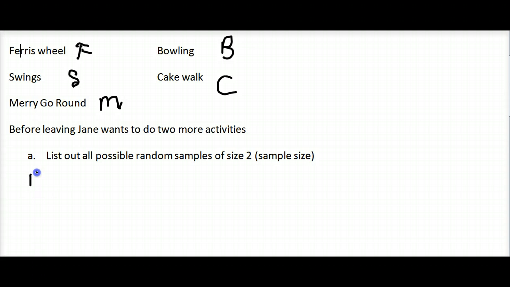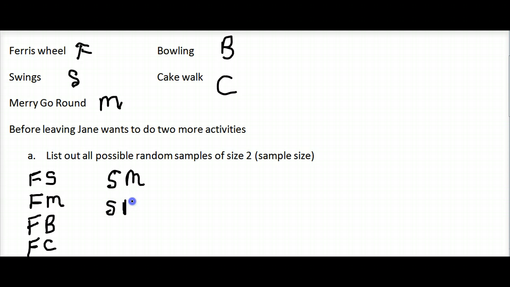She could do the Ferris wheel and the swings, the Ferris wheel and the merry-go-round, Ferris wheel and bowling, and Ferris wheel and the cakewalk. Now let's look at what else she could do. We'll start with the swings. She could do the swings and the Ferris wheel. We already got that one listed. The swings and the merry-go-round, swings and bowling, and swings and cakewalk.